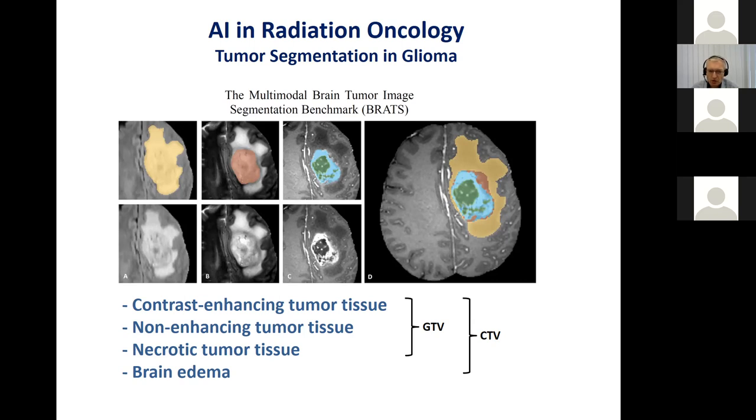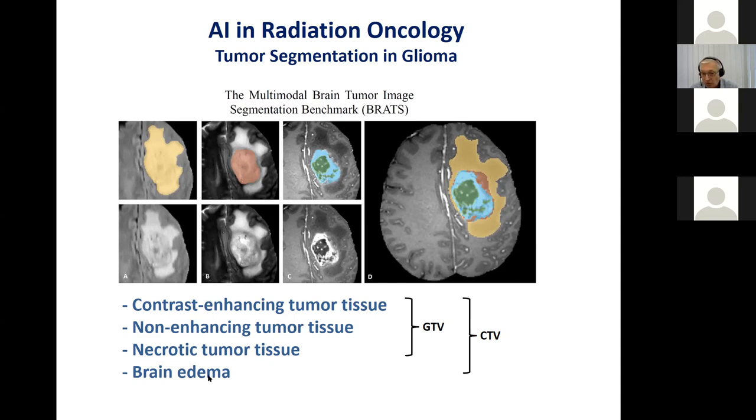This is just an example of how the software is developed. Within this challenge, you get a set of images and you have to train your program to do the segmentation automatically. And what you normally would segment in a patient with a glioblastoma is the contrast enhancing tumor tissue, which you see here, which is almost white. The non-enhancing tumor, which is not so easy to see, is about here. And then you have the necrotic tumor tissue, which is inside the tumor, and the brain edema.